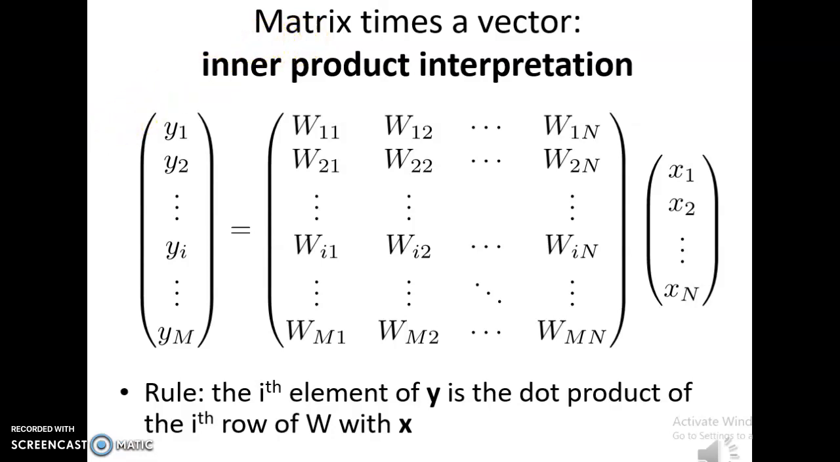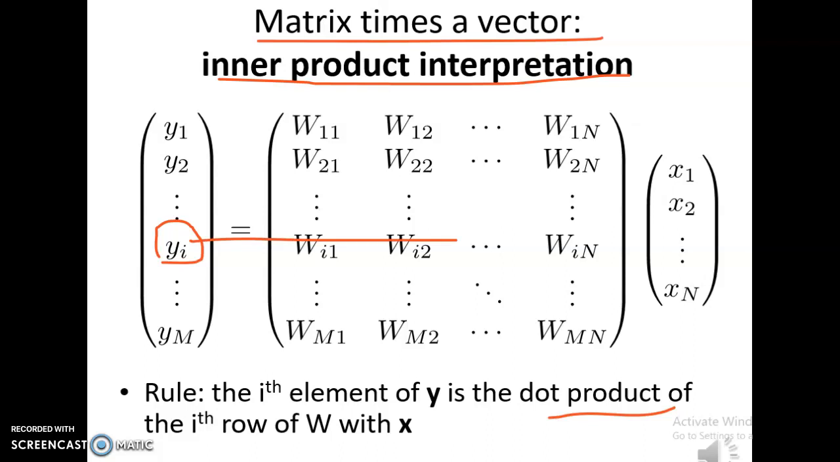Matrix times a vector. Inner product interpretation. Rule: the ith element of y is the dot product of the ith row of W with x.